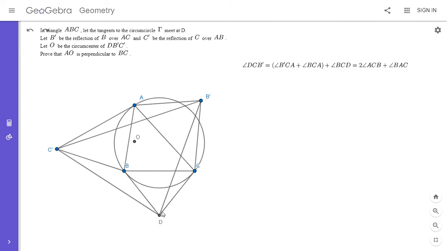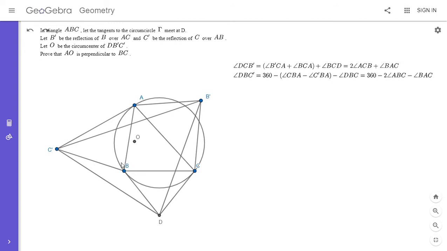Okay, so I've calculated this angle here. Now I'm going to calculate this angle here. Angle DBC prime is 360 minus these three angles. These two angles right here are both equal to angle ABC by symmetry. And this angle here, angle DBC, is equal to angle BAC, since DB is tangent to the circumcircle. So we have 360 minus 2 angle ABC minus angle BAC.